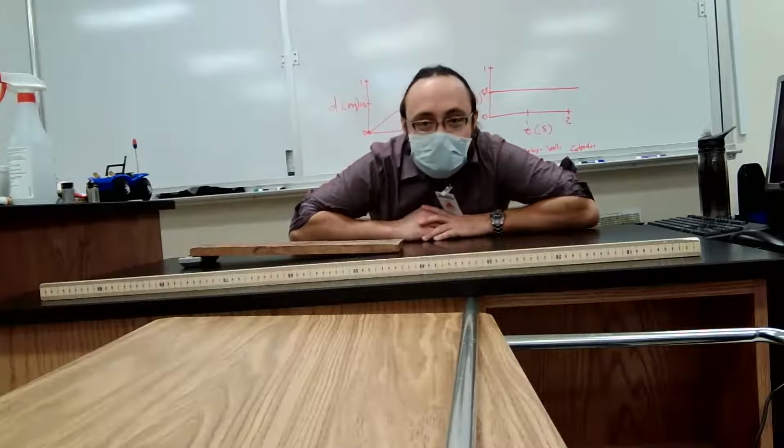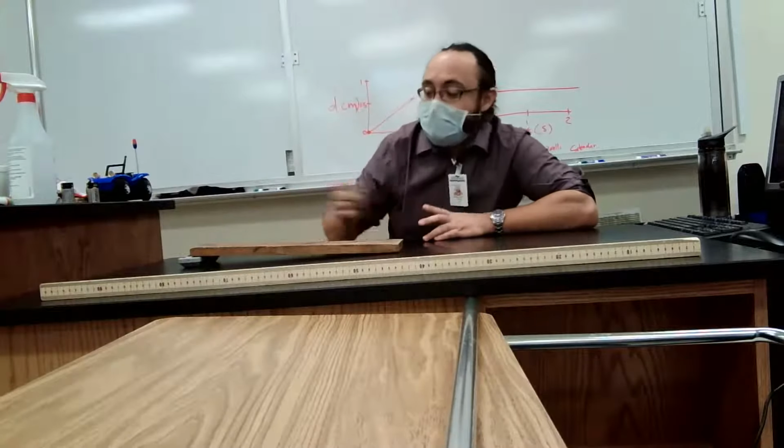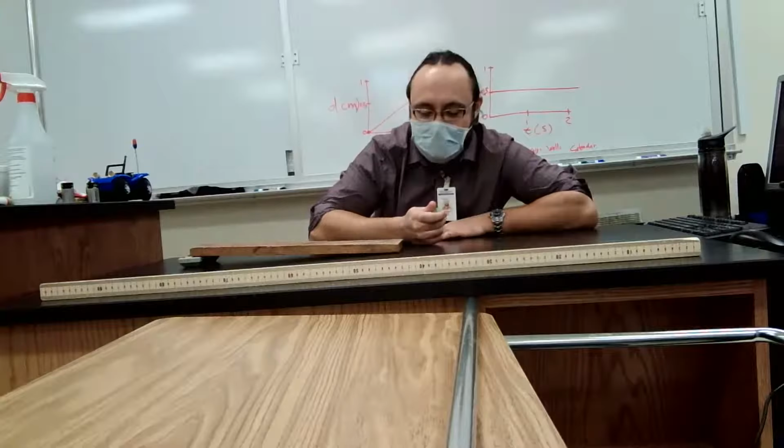Once you have that time, get the average of those 3 times. Remember, an average is when you add up your 3 times and then divide by the number of times there are. In this case, 3, because we did 3 times.